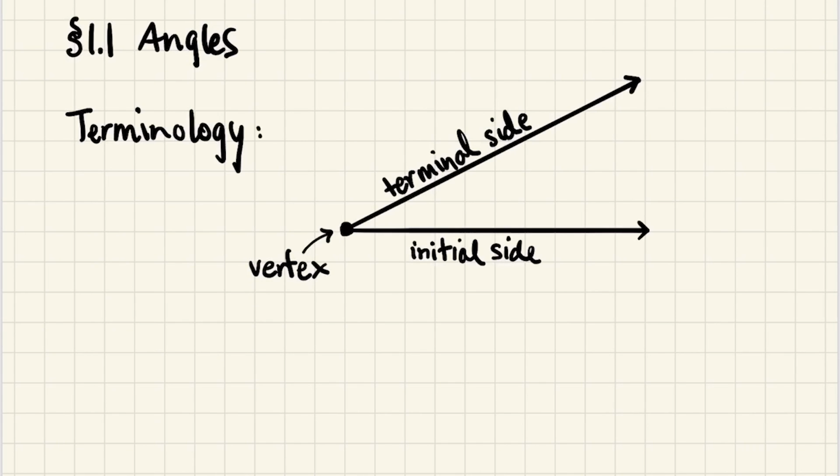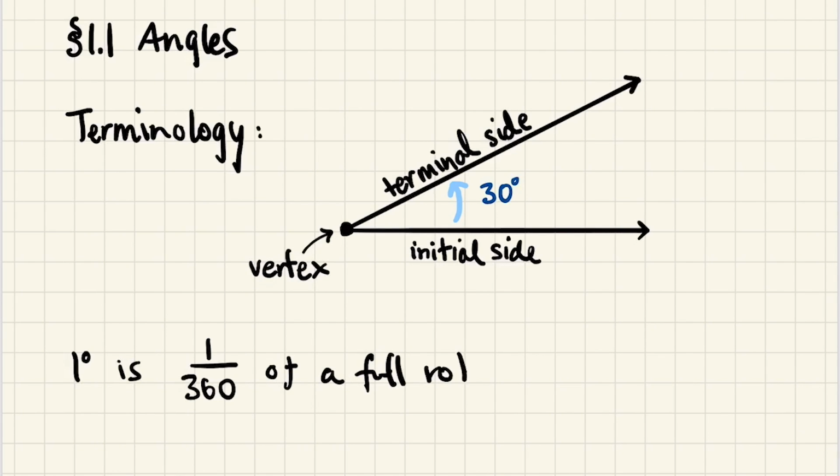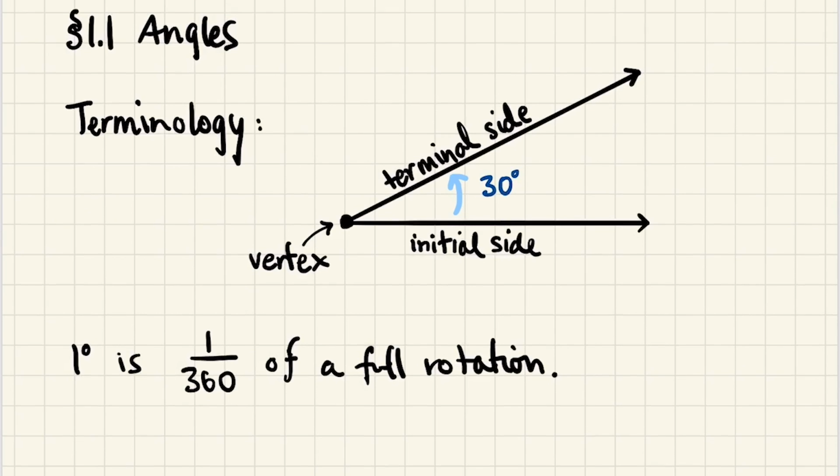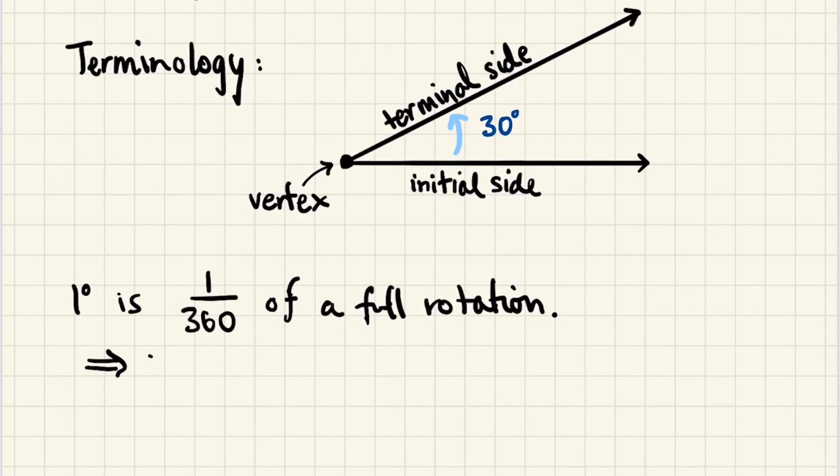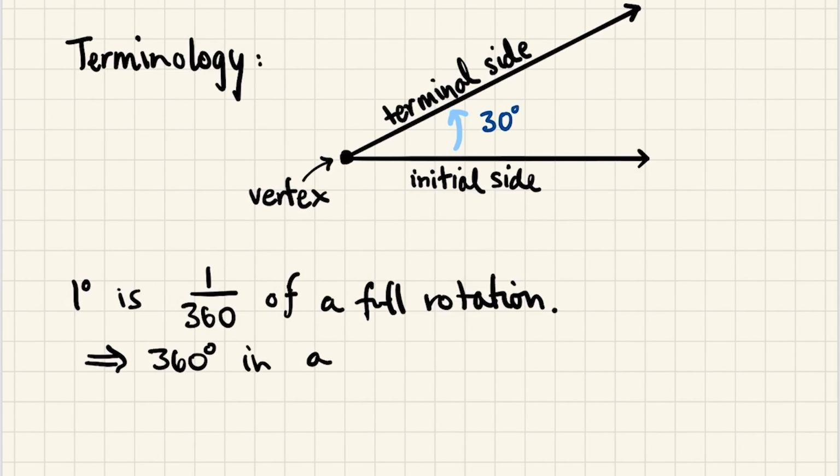Okay, now we're going to measure angles two different ways in this course using degrees and radians, but radians won't come until chapter 3. So this particular angle would read from the initial side to the terminal side, and this one might measure, say, 30 degrees. All right, and let's define what a degree is. 1 degree is 1/360th of a full rotation. Okay, so this tells us that there are 360 degrees in a full rotation.